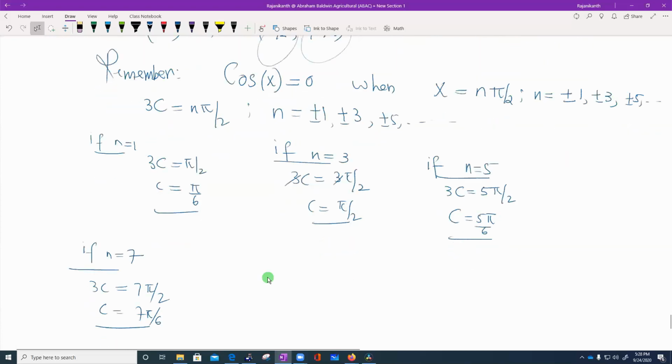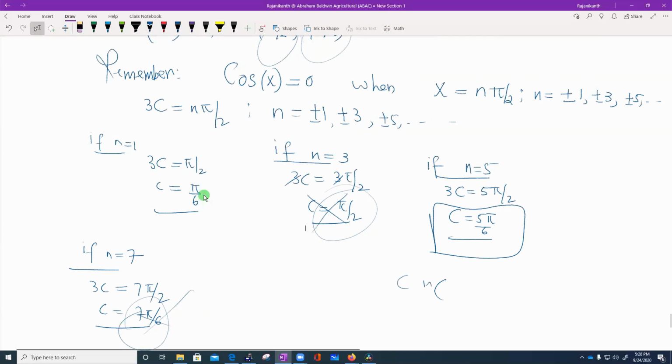So 7 pi over 6 is here, pi over 2 is here. We are looking for the answer between these two. So among these answers, which one is between these two values? Of course, this guy, right? If you want, you could use the calculator and check. So our c should be in the open interval. Remember, we don't include the endpoints. These two are the endpoints of the interval. So we don't include them. Only possible are 5 pi over 6 and so on.